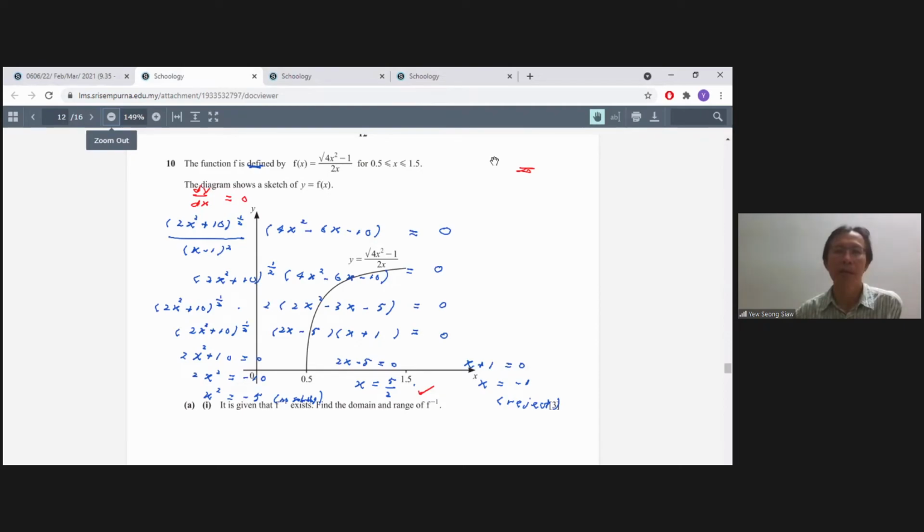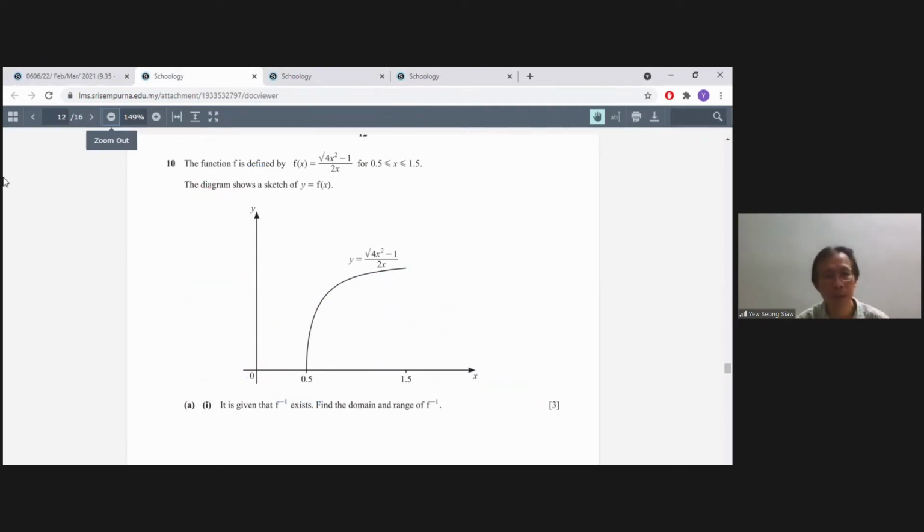Okay, let's look at this question. We discuss, don't do first. We discuss this question, question number 10. When you see a diagram like this and answer the question, how do you answer? I want you all to participate. Read the question here.